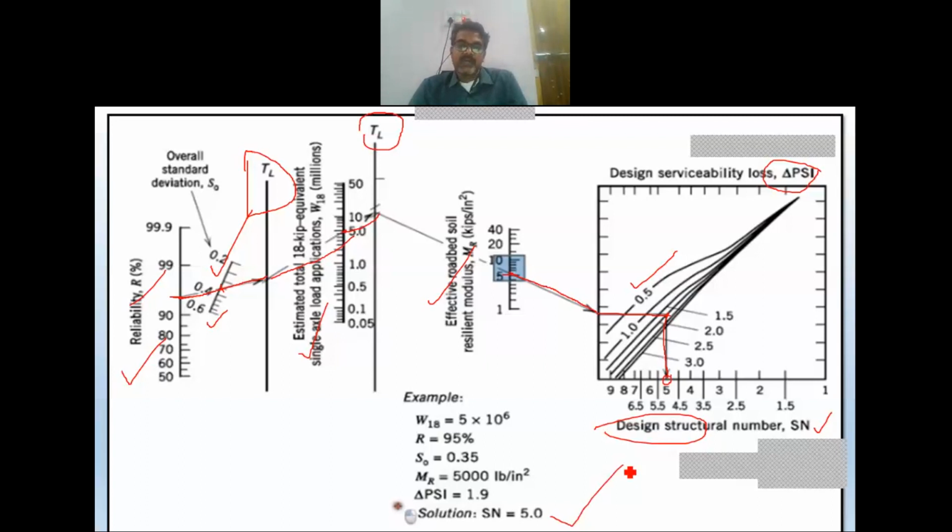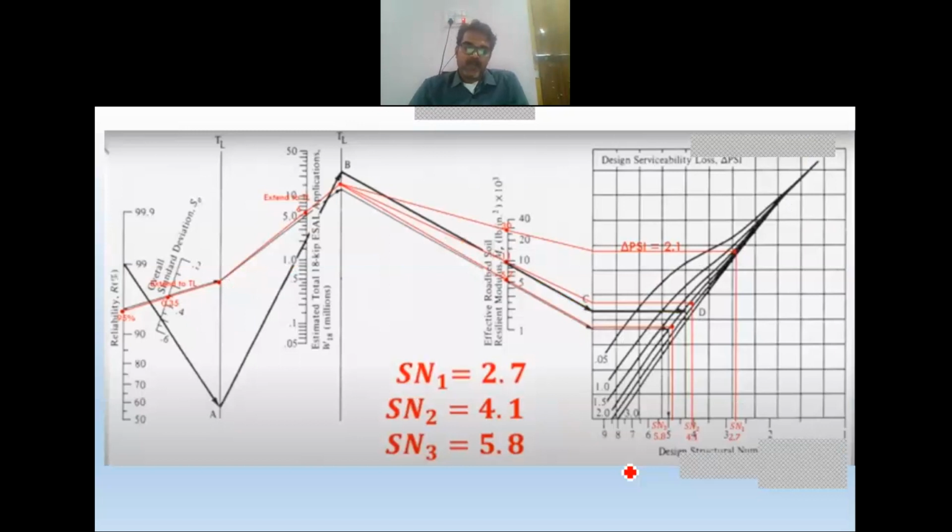If I know the structural number, I can calculate the depth of each flexible pavement layer. SN1, SN2, SN3 are going to be calculated. For that purpose, you need to know the MR of soil subgrade, the MR of base course, and the MR of subbase course. SN3 is calculated using the MR of soil subgrade, SN2 is calculated using the MR of subbase course, and SN1 is calculated using the MR of base course. So those 3 MRs, that is resilient moduli, are noted here.